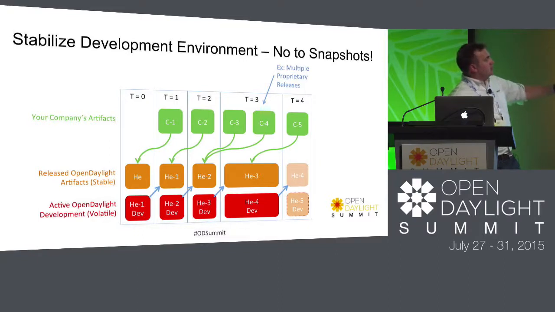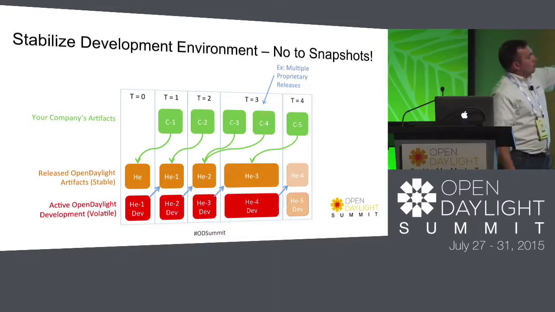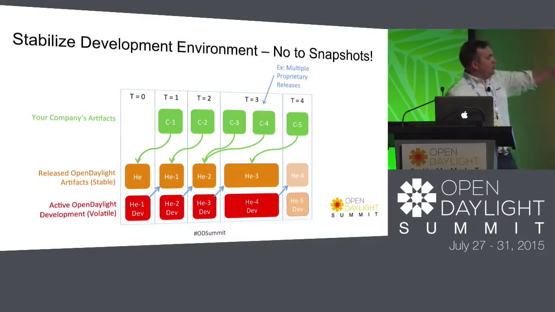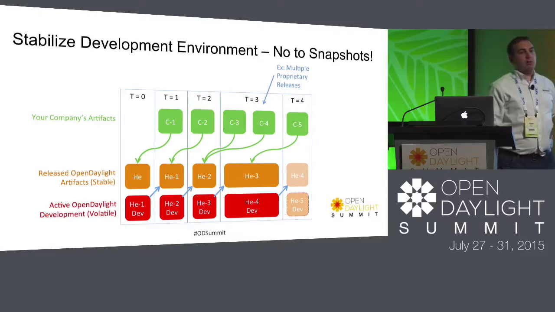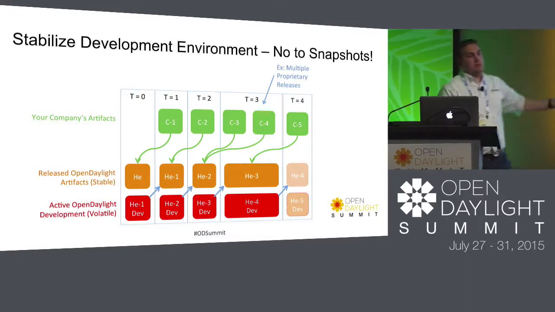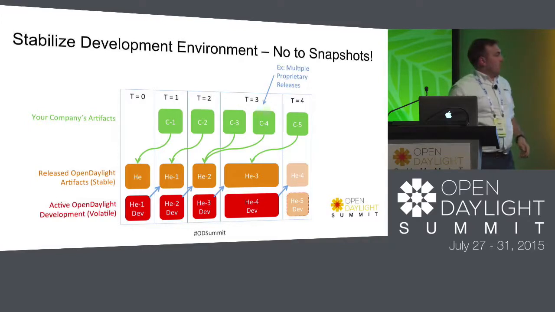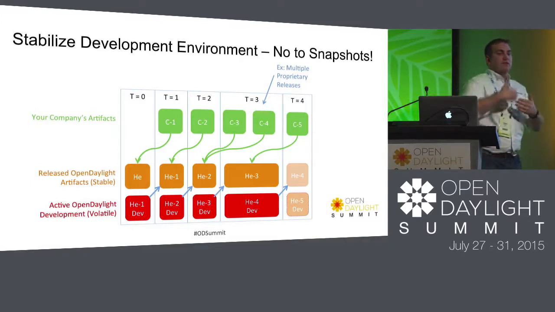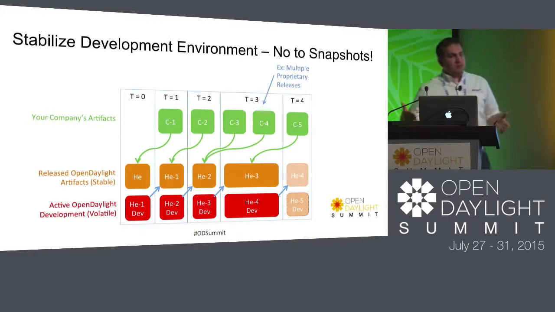And the biggest advantage of this is, let's say in my company's artifacts, we find a bug. Well, we're not waiting for Helium SR4 to come out before we fix that. We just do another patch against Helium SR2, and great, we're good, right? So that advantage of being able to release your artifacts even faster than OpenDaylight is actually a huge advantage. And you don't want to get tied to OpenDaylight's releases unless you really need some functionality that they're introducing.